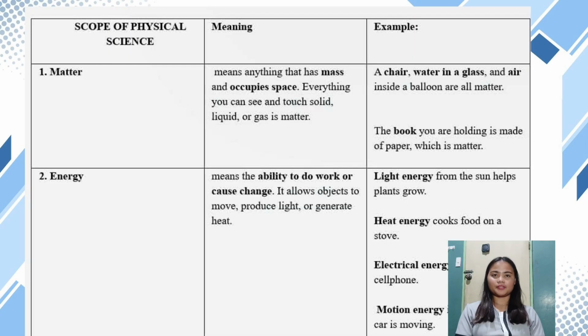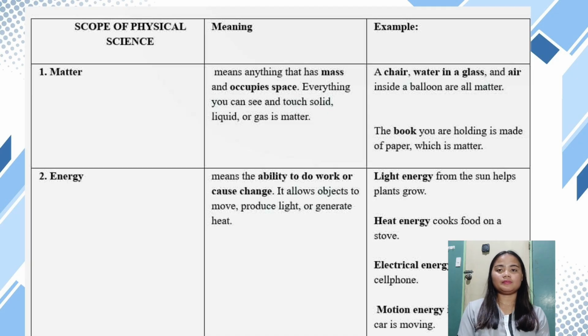First is matter. Matter means anything that has mass and occupies space. So always remember, if the statement says mass and occupies space, that is called matter. I have here examples of matter: the book you are holding, which is made of paper, and also a chair, a glass of water, and the air inside a balloon are all matter, because they occupy space.